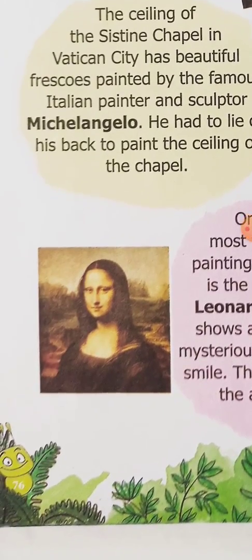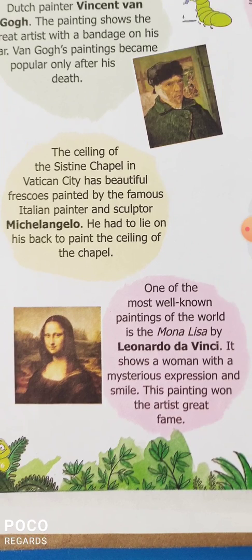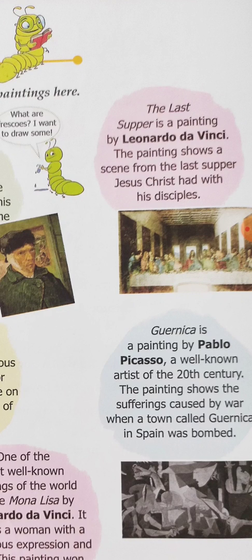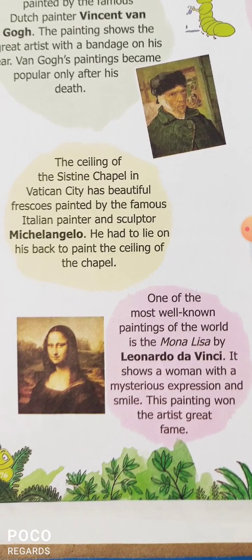Next one is: one of the most well-known paintings of the world is the Mona Lisa by Leonardo da Vinci. Now, Leonardo da Vinci has also painted the Last Supper painting, which I have told you earlier, and he has also painted the famous painting of the world, the Mona Lisa. It shows a woman with a mysterious expression and smile. This painting won the artist great fame.